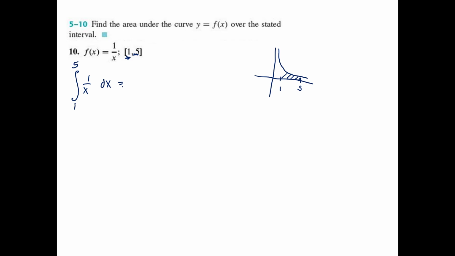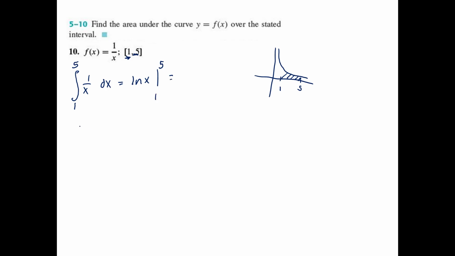Now this is a power function, but the power is -1, and if you add 1 to the exponent and divide by the exponent, you'll be dividing by 0. So no, you can't use the power function formula. This is the special case when the power is -1. The antiderivative is the natural log. And no need for the absolute value of x because we're only working over the interval from 1 to 5 and all those numbers are positive. So it's just the natural log of x, and we're evaluating it from 1 to 5.